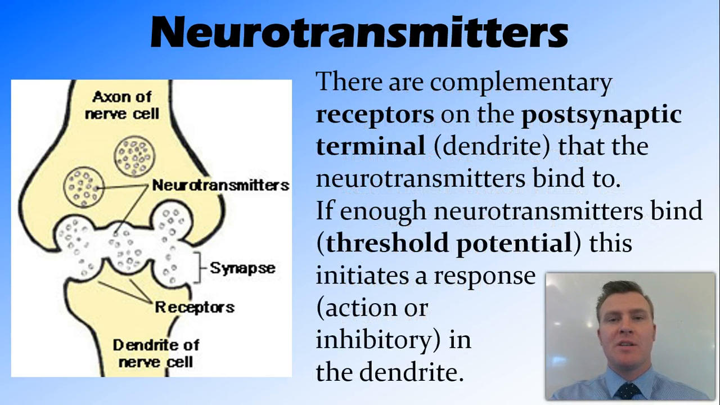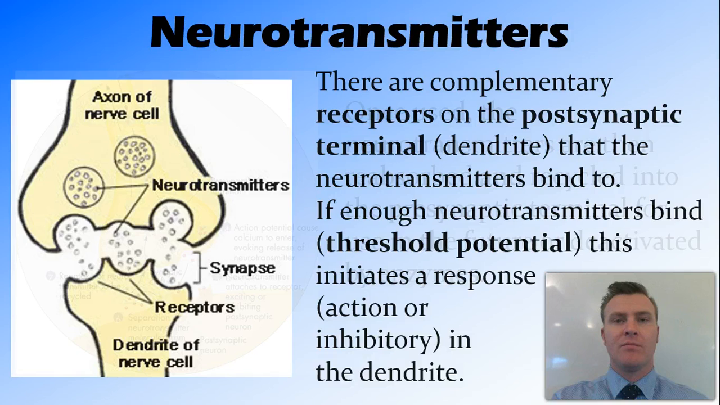Once these neurotransmitters have been released into the synapse, there are receptors found on the postsynaptic terminal. The postsynaptic terminal is the dendrite of the next neuron. If enough of these neurotransmitters bond with enough of the receptors, they elicit a response, which could be either inhibitory, to stop something from happening, or excitatory, to make something happen in the dendrite of the next neuron. And this message can then be continued down the nerve.